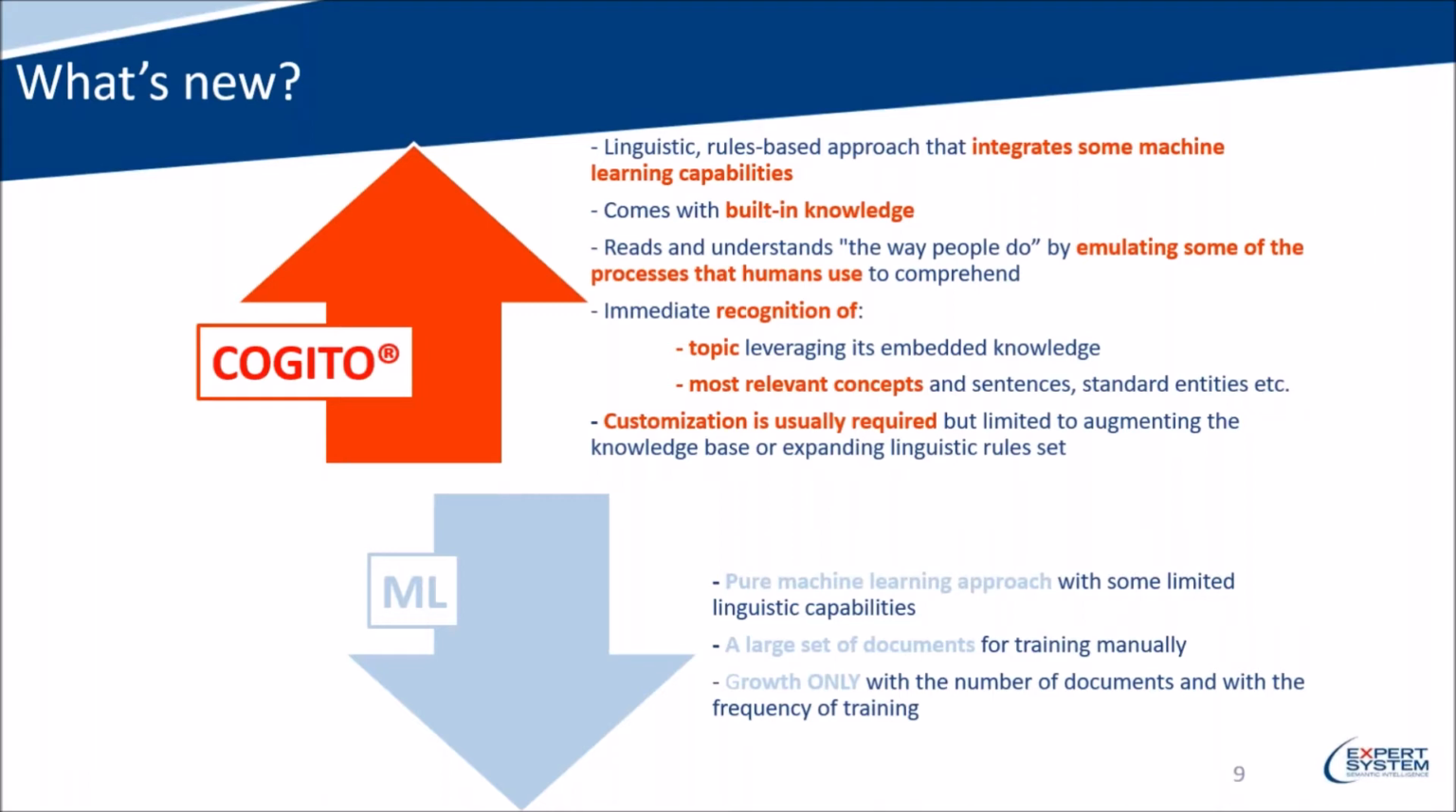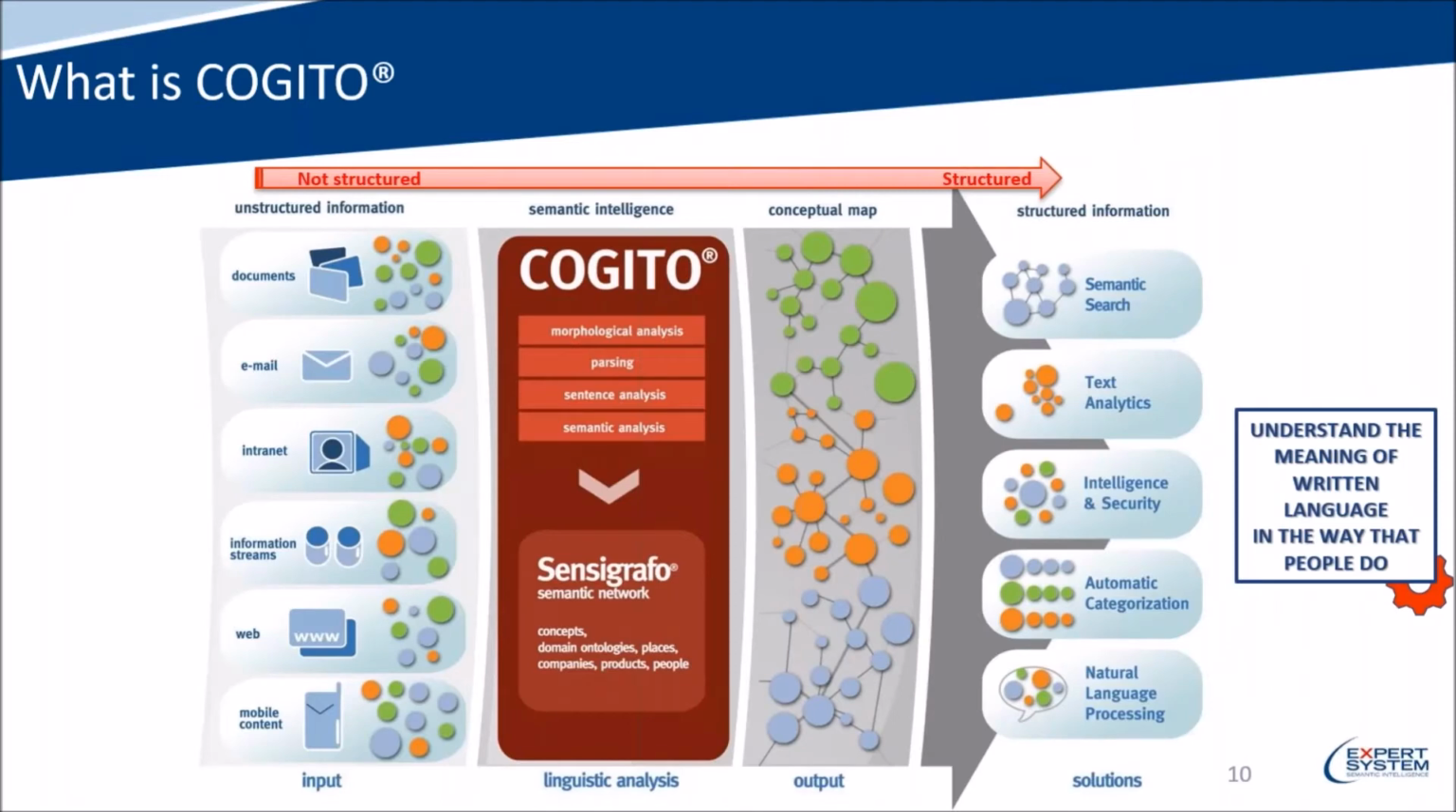It emulates some processes of human understanding and comprehension, and this allows it to recognize topics and the most relevant concepts. Customization of our technology is usually required, but is limited to augmenting the knowledge base or expanding the linguistic rules. So this is the general flow, the general process of our technology.